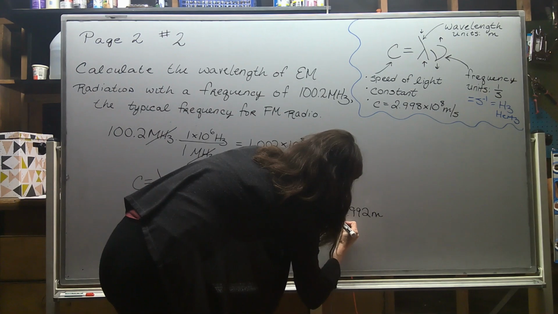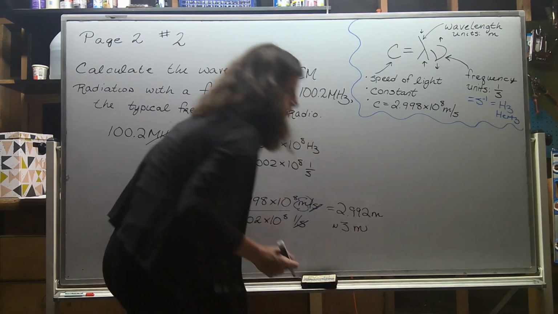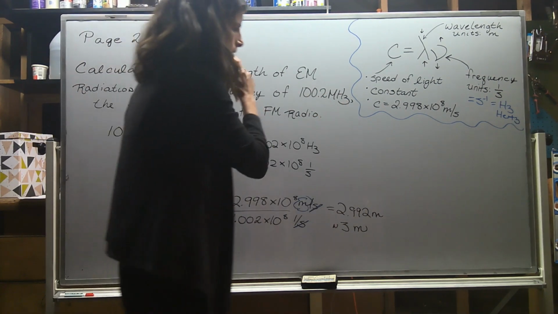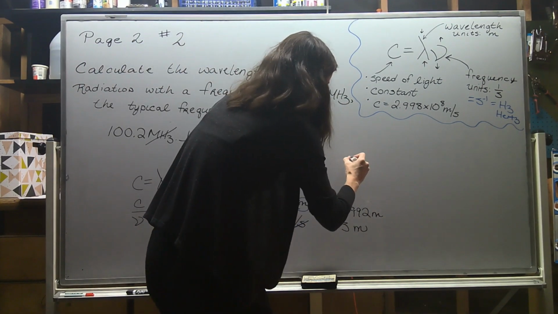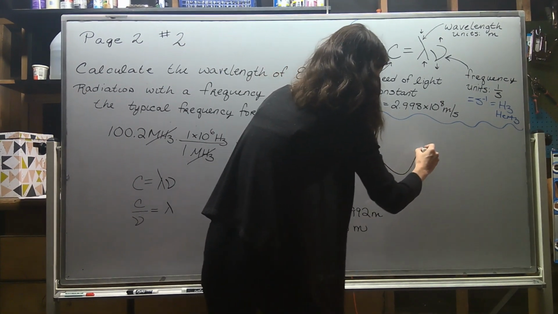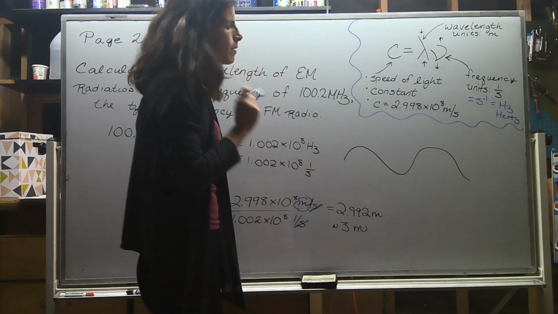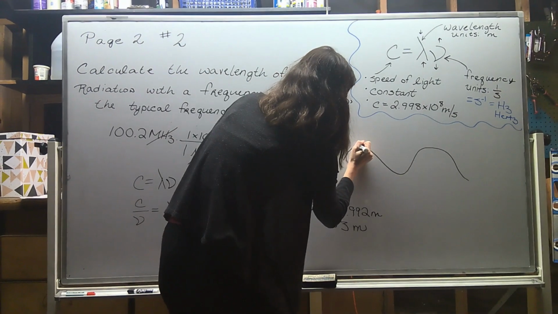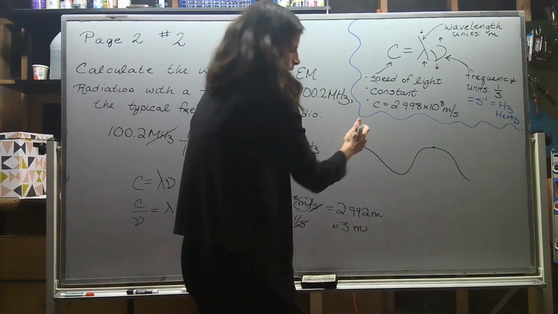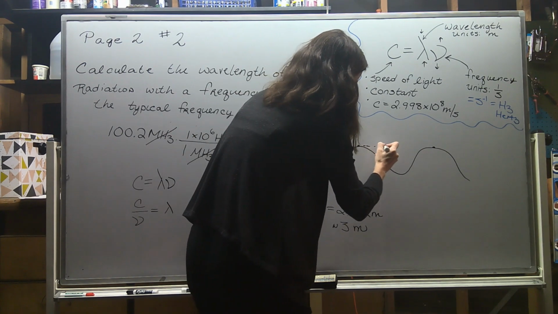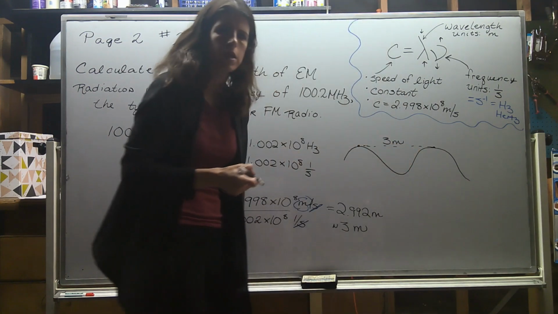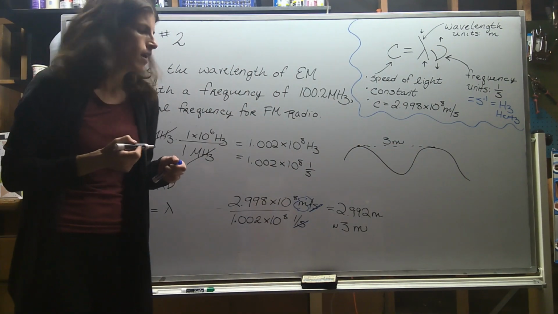So approximately 3 meters. You think about the meter stick, right? So 3 of those. And then what does that mean? I know there's some notes that I provided on the first page defining that, but we want to look at that real quickly. When we're talking about the wavelength, it's the distance from the top of one wave to the top of the next wave. So from here to here, this would be about 3 meters if you were listening to FM radio.